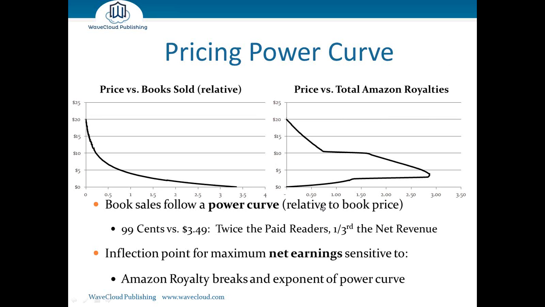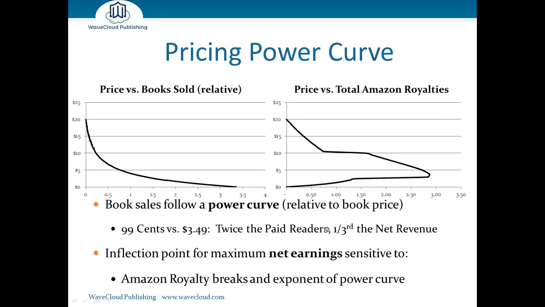That takes us to the second graph. This is essentially a graph of what my total Amazon royalties would be, based on the number of books I sell times my price. Again, this is relative. I can price my book at 99 cents versus pricing it at $3.49.